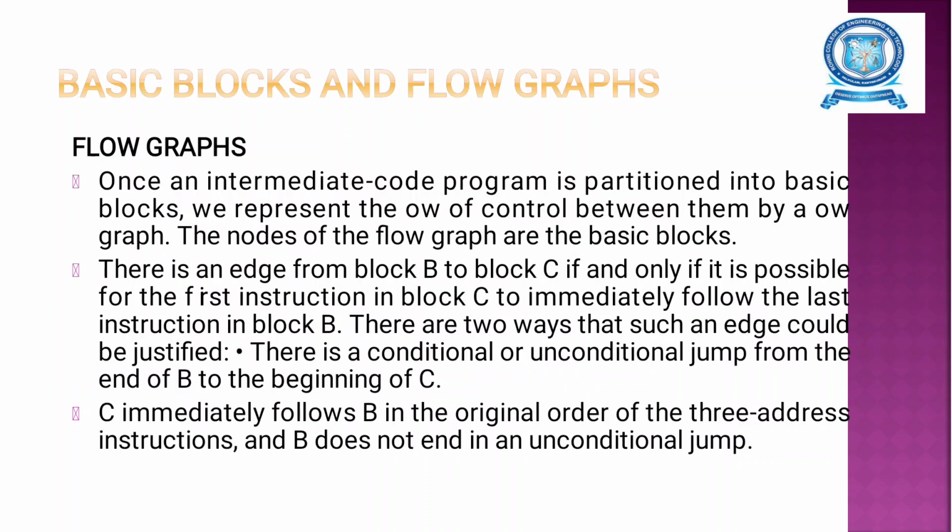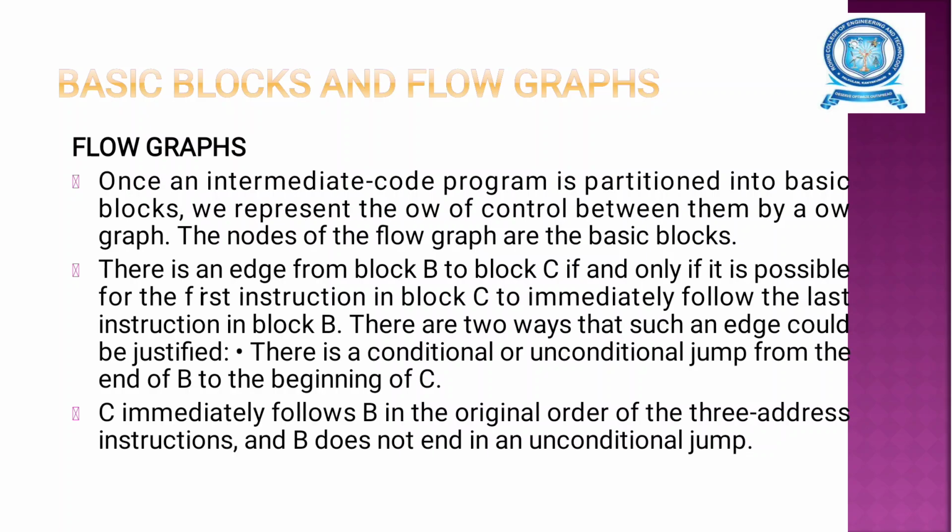In the flow graph, the flow of control between basic blocks is described. Once an intermediate code program is partitioned into basic blocks, we represent the flow of control between the blocks by a flow graph. The nodes of the flow graph are the basic blocks. There is an edge from a block B to block C if and only if it is possible for the first instruction in block C to immediately follow the last instruction in block B.